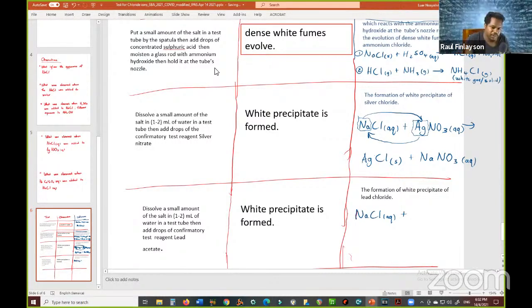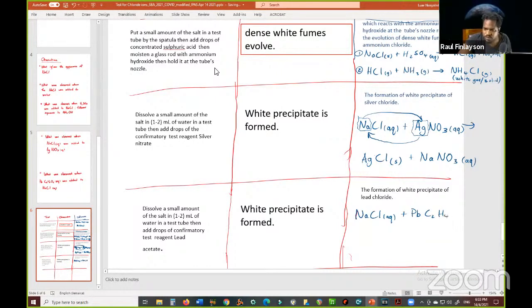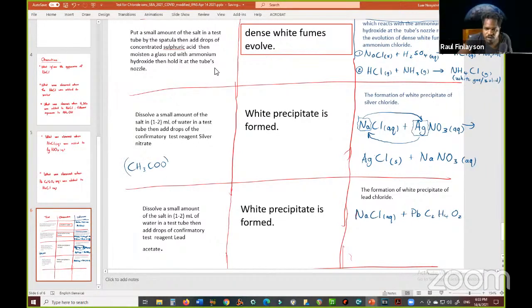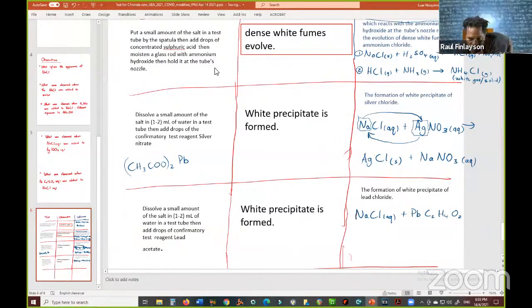this formula can be written two ways. I think I want to write it this way though, for consistency. Pb, and it's going to be C2, and acetate would be C2H4O2, I believe. No, it's actually H3. Let's confirm that. And the other way we could write this compound, lead acetate, would be, let me write it somewhere else. In some books they will write it this way: CH3COO bracketed 2 and Pb.